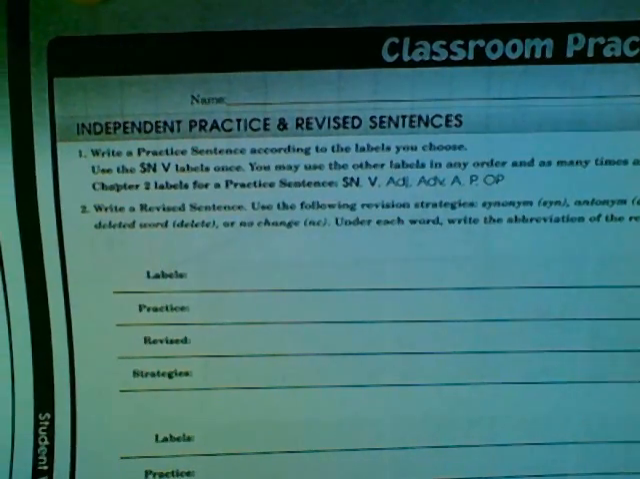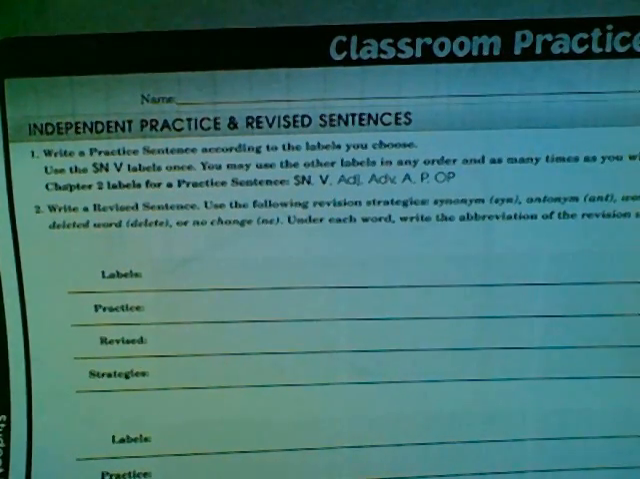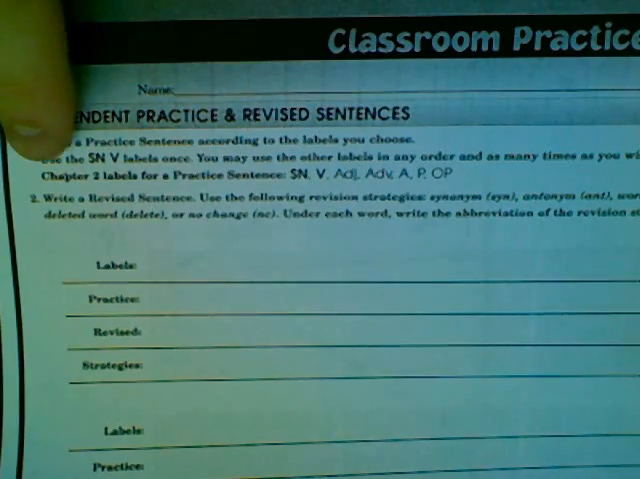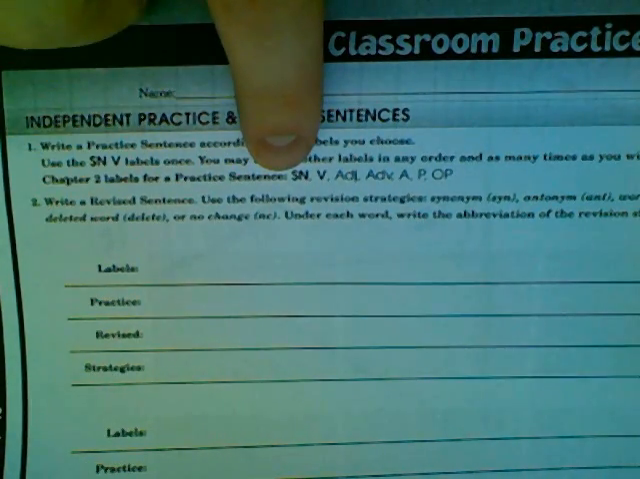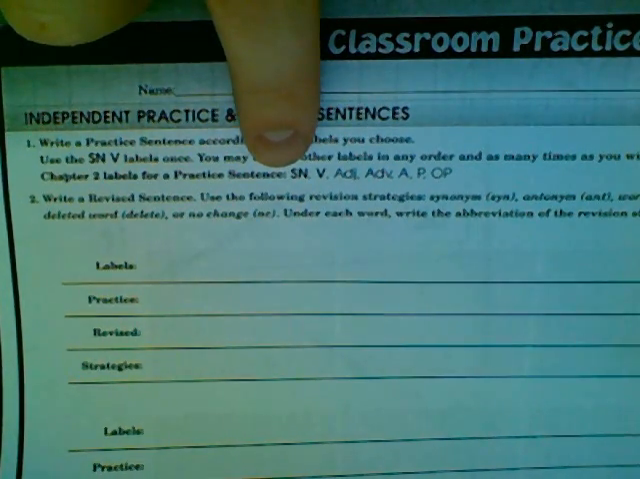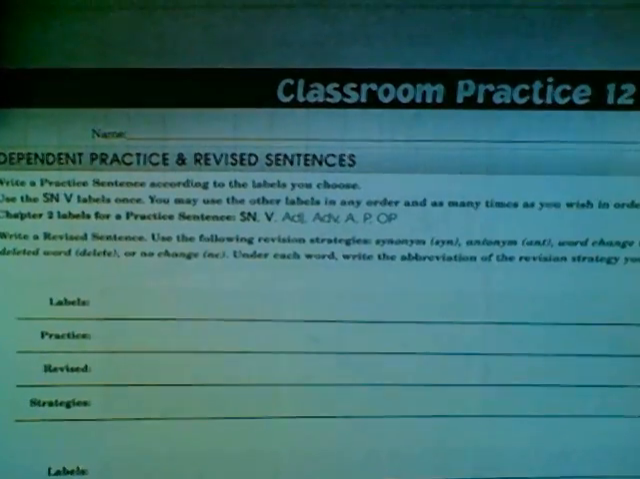Okay, and if you look up here toward the top, it tells you the labels that they're going to want you to use. Right about here, it says subject noun, verb, adjective, adverb, article adjective, preposition, and the object of the preposition. This is all stuff that we've gone over, so you should have no trouble going over that.